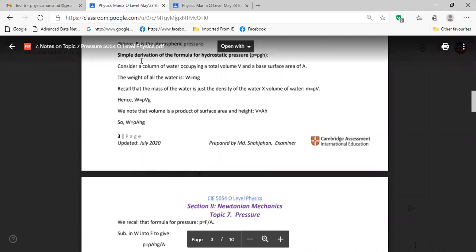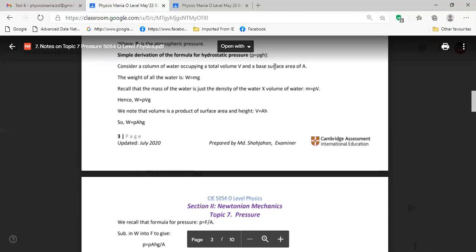A simple derivation of the formula. Simple derivation of the formula for hydrostatic pressure, P equal to rho times g times h. Consider a column of water occupying total volume V and a base surface of area A. The weight of all the water is W equal to mg. Recall that the mass of the water is just the density of the water times the volume of water, m equal to rho times V.